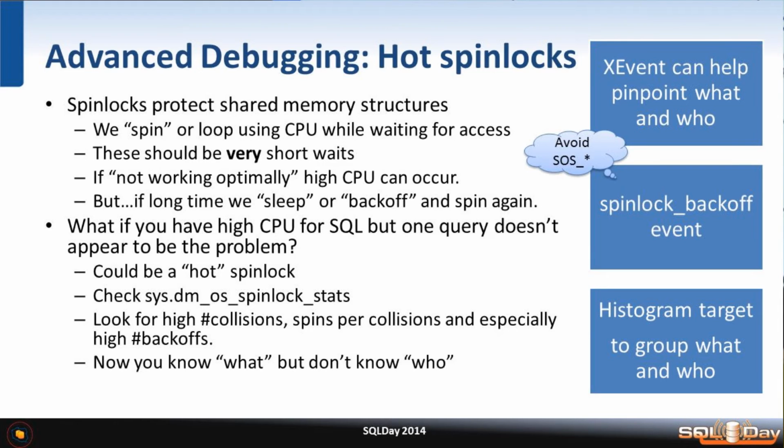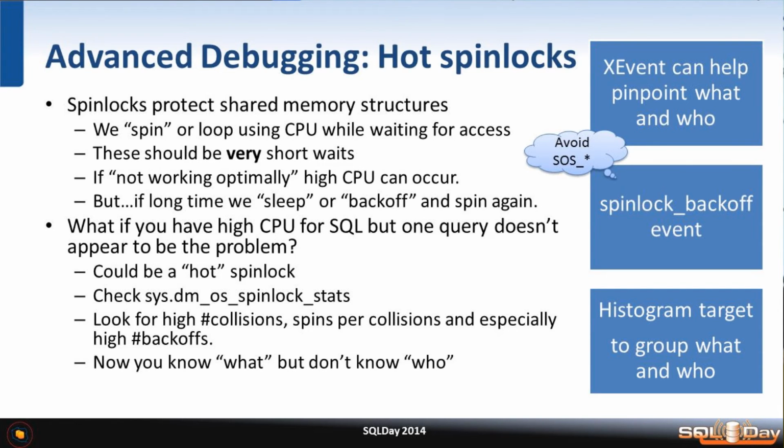So what we found over time is it's usually something called a spinlock problem. Now, a spinlock is something we use to protect shared memory structures. This is not a lock or a latch. This is a very internal concept we use. The thinking is that we want to spin, or loop, in our code waiting for access to this memory structure. But by design, this should be extremely short, so short that it should never really cause a problem. Well, sometimes if it's not working optimally, you can get this high CPU scenario.